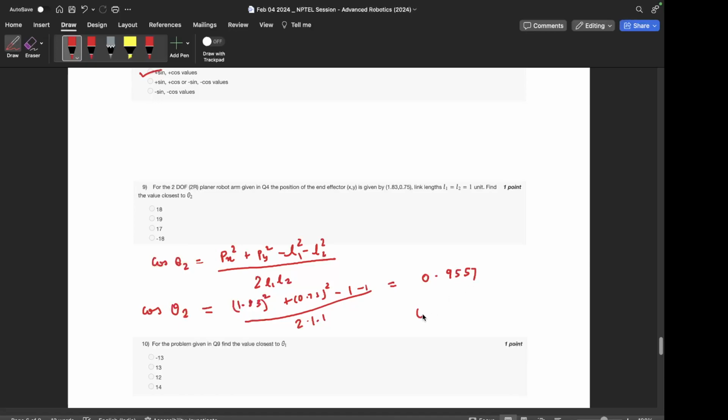0.9557. Then you should not take cos inverse from this, but calculate sine θ2 by doing the square root of 1 minus 0.9557 square, and then do atan2 of sine θ2, cos θ2. Again there will be 2 values of θ2, and since here you have all the distinct values, θ2 you will get close to 17 degrees.